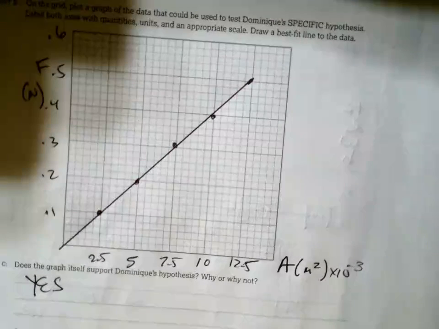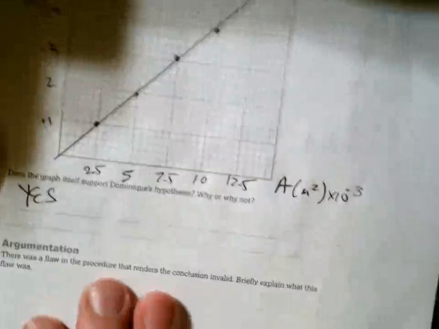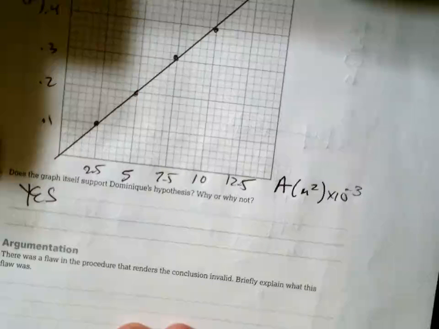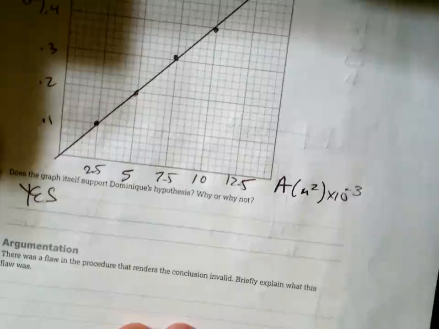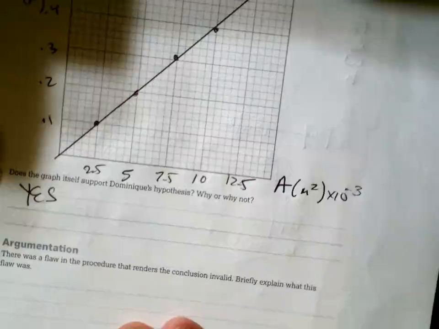There was a flaw in the procedure that renders the conclusion invalid. Briefly explain what this flaw was. Each piece of wood has a different volume, so they all have different masses. The friction force depends on the normal force, which depends on the mass. Since they didn't hold the mass constant, the conclusions are invalid.